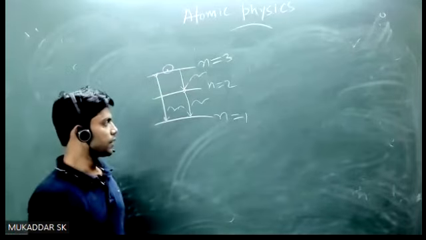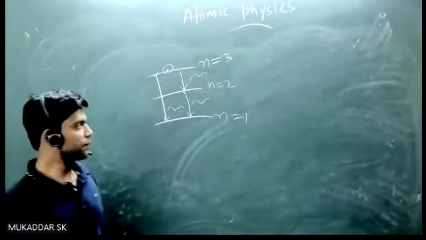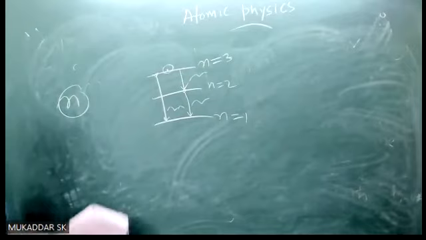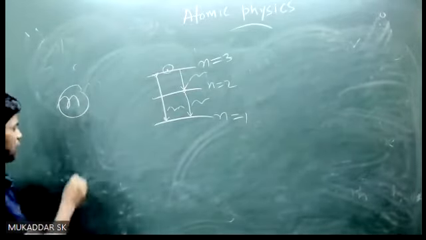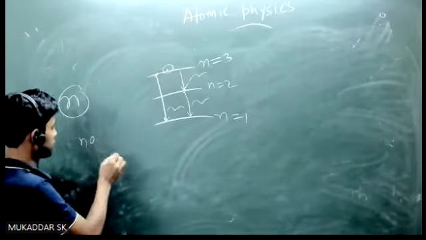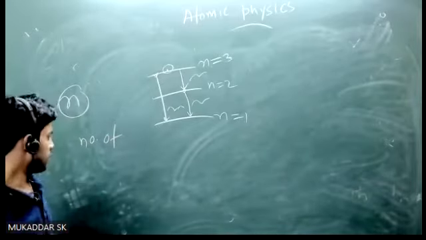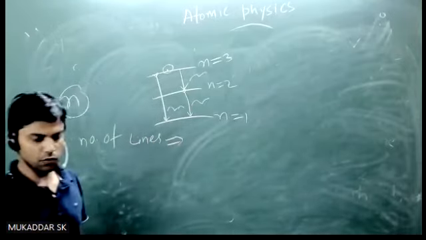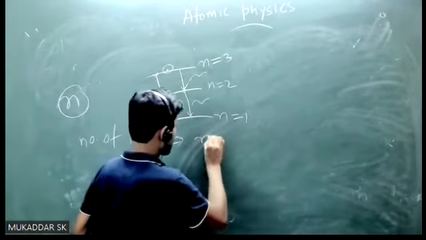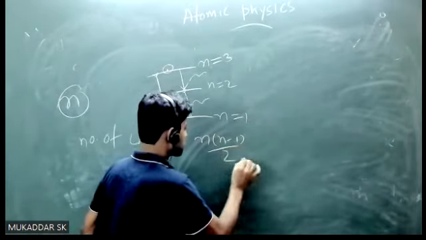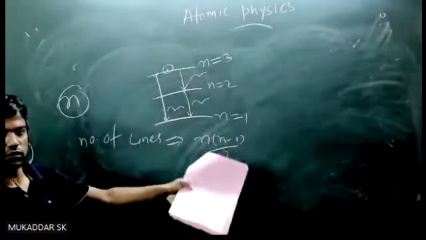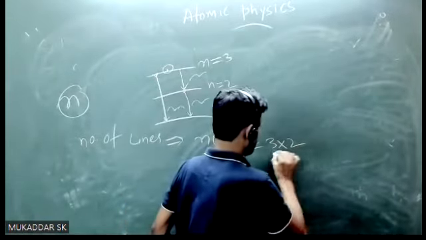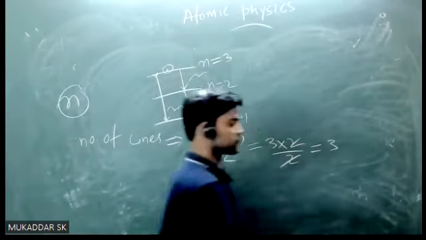In general, for any hydrogen-like atom, if the electron is initially at the nth level, how many lines will you get? If you learned this in 12th class, the number of lines will be n into n minus 1 by 2. For this problem n was 3, so substituting, 3 into 2 by 2, it will be 3.